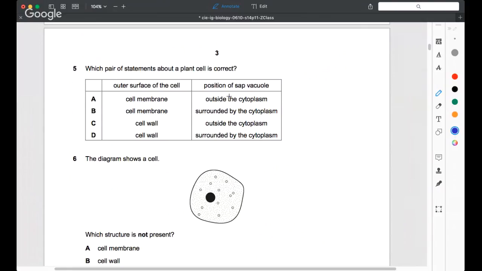And then the position of the sap vacuole. If you think about a diagram of a plant cell, we have our cell wall in our kind of cuboidal cell, and then in the middle of this, we have our vacuole, which is surrounded all the way by cytoplasm. So we're going to have a cell wall, and our vacuole is surrounded by cytoplasm, so it's D.